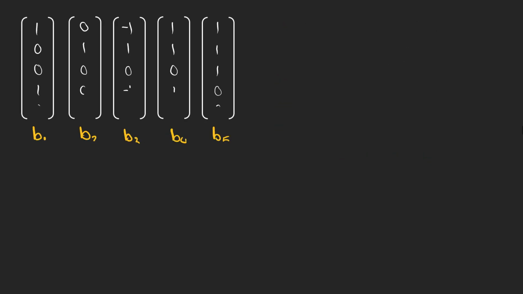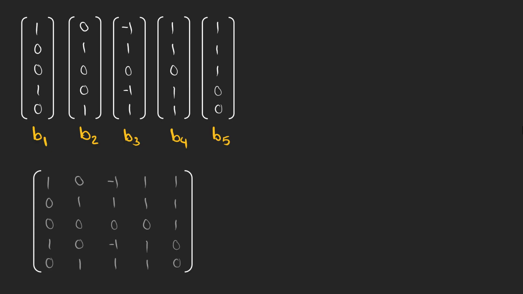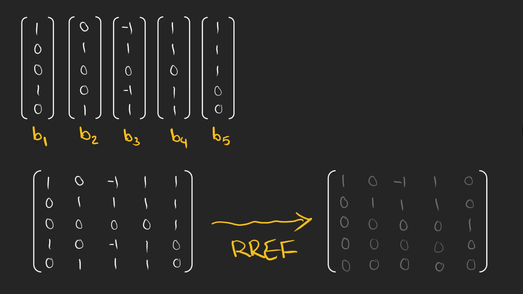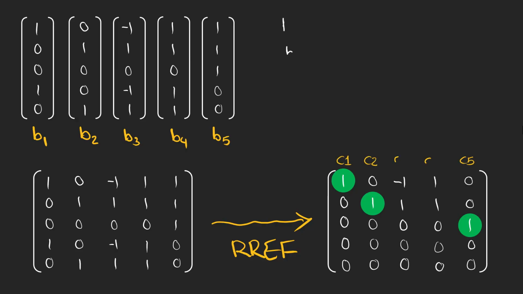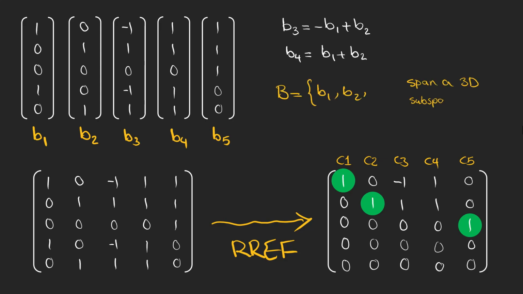Now take these 5 vectors. How many of them are linearly independent? Again, by putting them in a matrix and changing the matrix into reduced row echelon form, you can see that now there are 3 pivot columns that represent the independent vectors. So the first, second, and the last vectors are independent. And we can write the third and fourth vector based on the first 2 vectors. This time, this set of linearly independent vectors span a 3-dimensional subspace of our vector space.